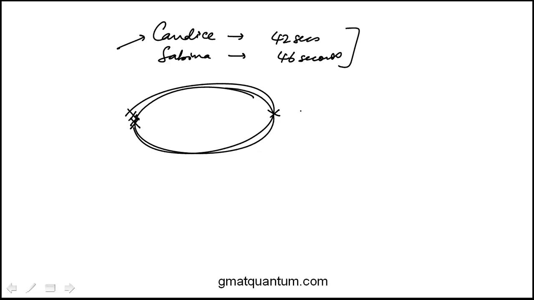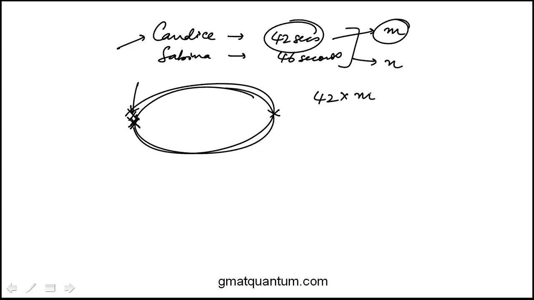So there are two ways to do this problem. Let's say Candace made m laps and Sabrina made n laps. Then the time when they meet both at the starting point would be the time Candace spent on each lap, 42, times the number of laps, m. And in case of Sabrina, that would be 46 times n. Now, these two have to be equal because the condition is they come back to that same starting point. So the time they've spent is the same because they both started at the same point.